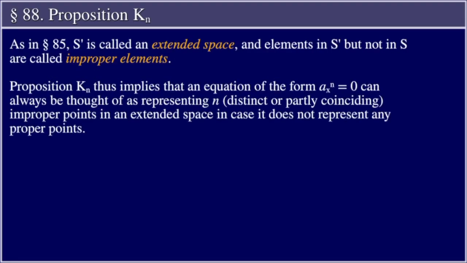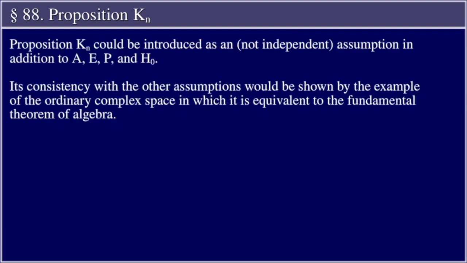As in Section 85, S' is called an extended space, and elements in S' but not in S are called improper elements. Proposition Kn thus implies that an equation of the form a_x^n = 0 can always be thought of as representing n distinct or partially coinciding improper points in an extended space, in case it does not represent any proper points.